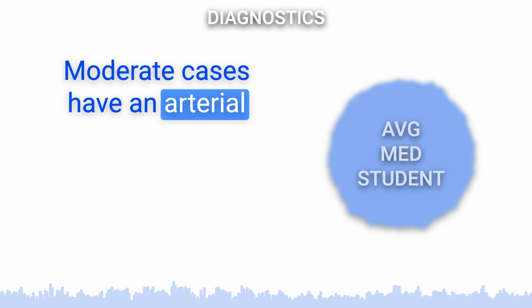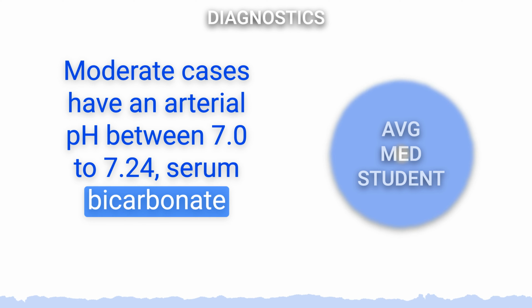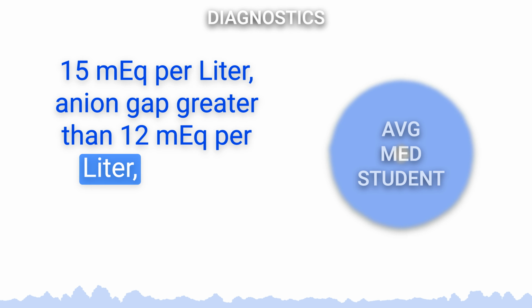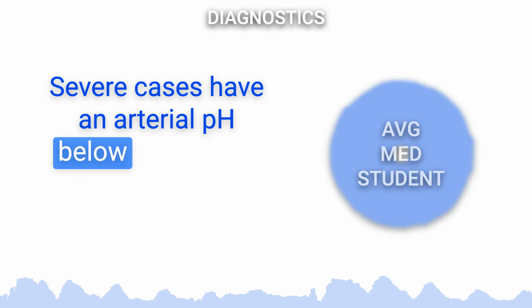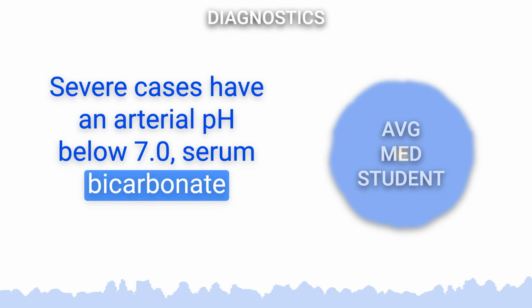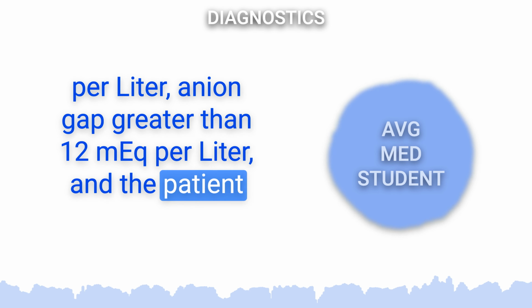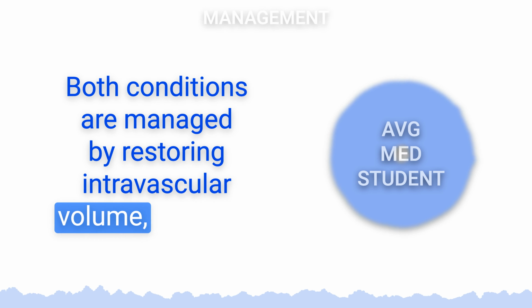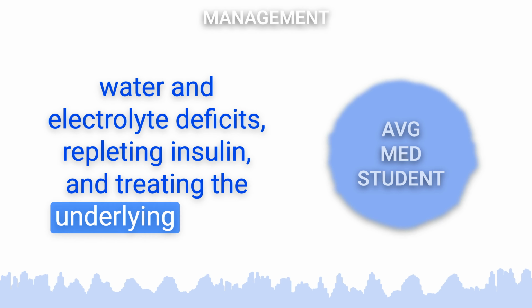Moderate cases have an arterial pH between 7.0 to 7.24, serum bicarbonate between 10 to 15 mg per liter, anion gap greater than 12 mg per liter, and the patient is either alert or drowsy. Severe cases have an arterial pH below 7.0, serum bicarbonate below 10 mg per liter, anion gap greater than 12 mg per liter, and the patient is stuporous. Both conditions are managed by restoring intravascular volume, repleting water and electrolyte deficits, repleting insulin, and treating the underlying cause.